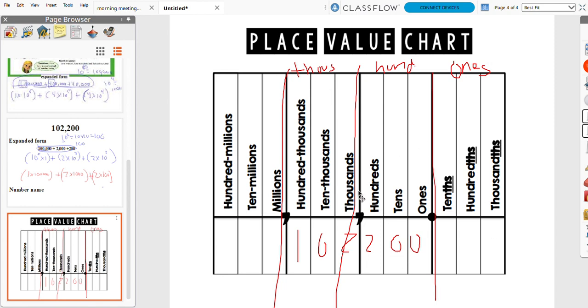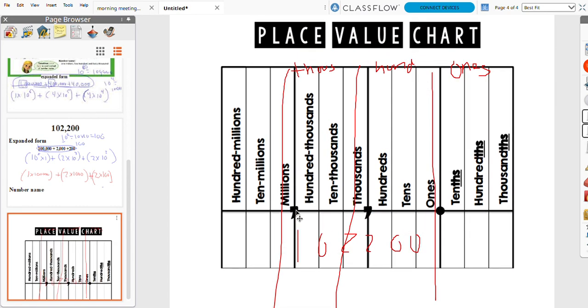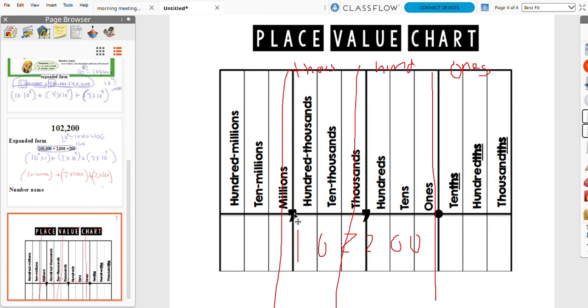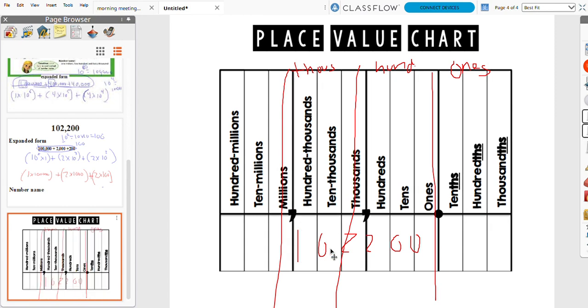Look at your thousands. You have what number here? 102 in these 3 blocks. 102,200. See that? 102,000, you say, and then the next one would be 200 because it's in the hundreds period. So you say just 200.